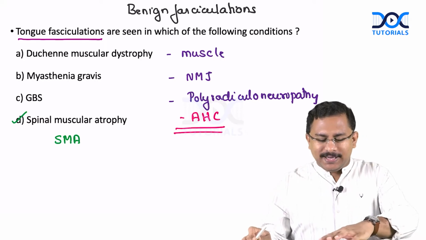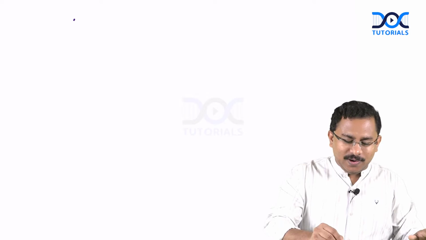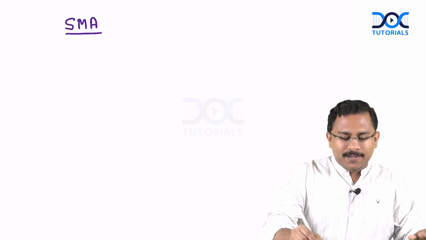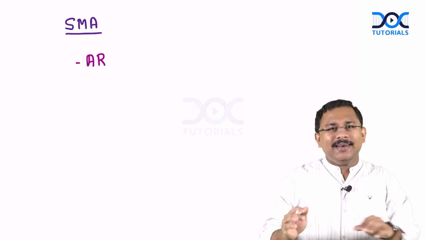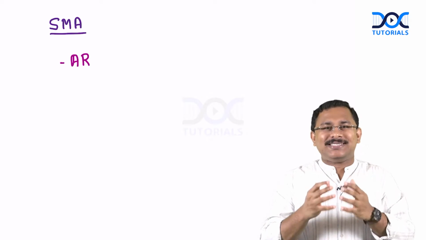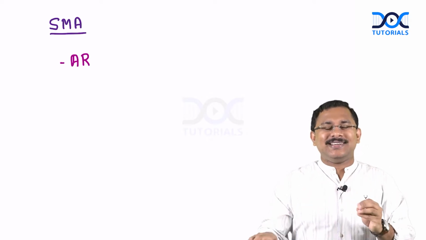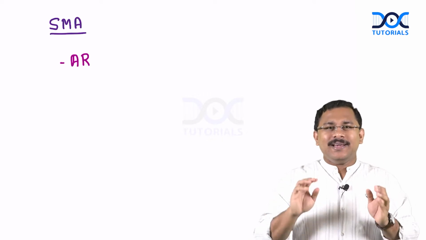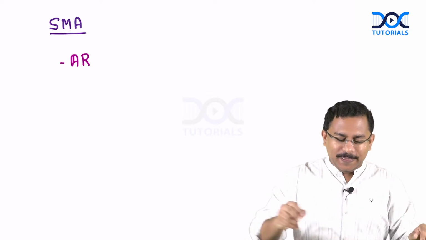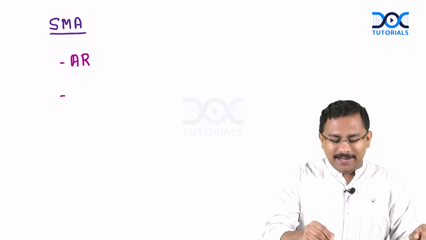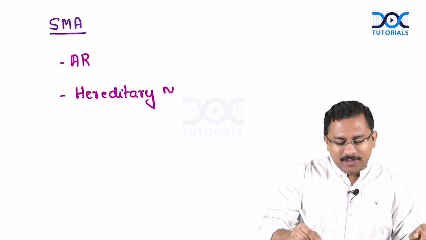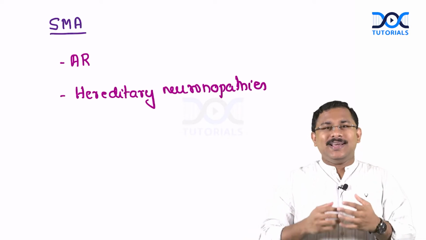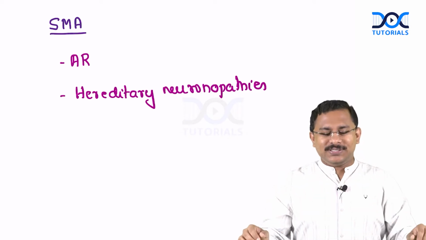Just a couple of more points regarding this entity of SMA or spinal muscular atrophy. This entity is an autosomal recessive condition, and in this entity, there occurs programmed cell death of the anterior horn cells. Since it is a hereditary condition and since it affects the anterior horn cell, you can also refer to them by another name, that is hereditary neuronopathies. Neuronopathies, not neuropathies, neuronopathies, as it involves the anterior horn cell.